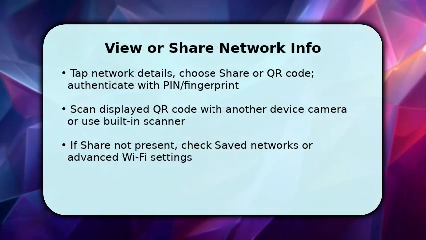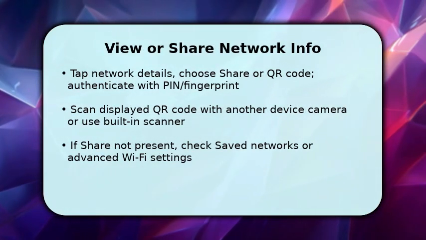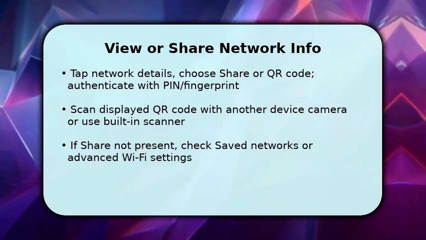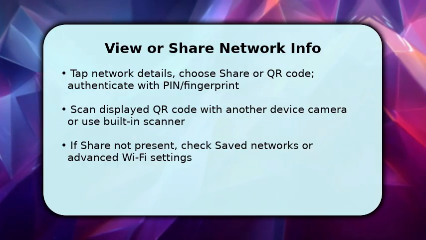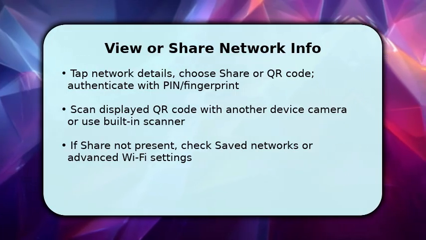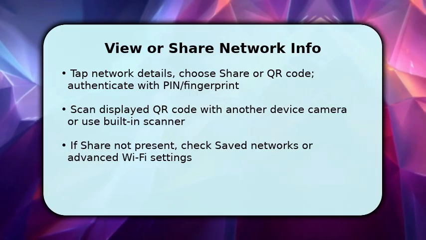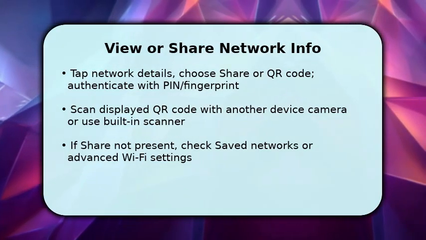Next, tap the connected network and look for Share or a QR code option. Android generates a scannable code that contains the password. You must authenticate again, which is why the PIN or biometric step is essential. This prevents unauthorized access. Once the QR code appears, either scan it with another phone or long press the code to copy or view plain text on some builds.